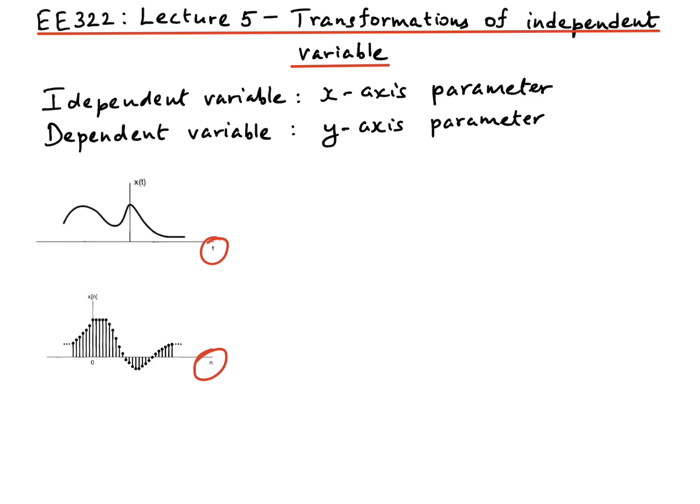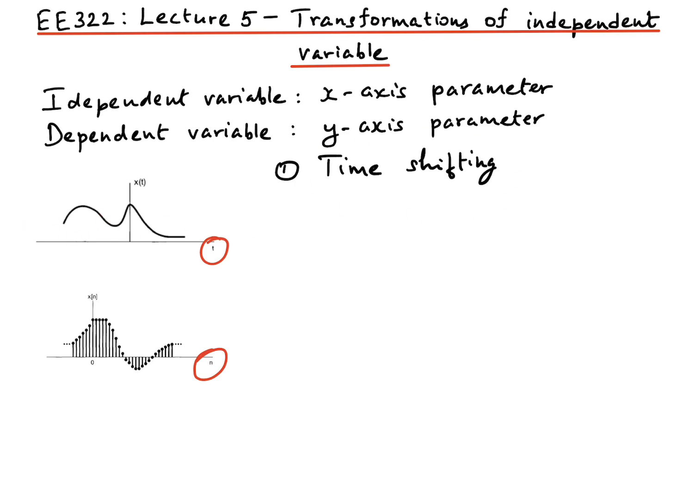Okay, so the first transformation that we can perform on the independent variable is called time shifting. Whether we are dealing with the continuous time signal or the discrete time signal, it is still referred to as time shifting. Time shifting basically means shifting the signal either to the left or to the right without affecting its shape or scale. So simply the waveform will be shifted either to the left or to the right.